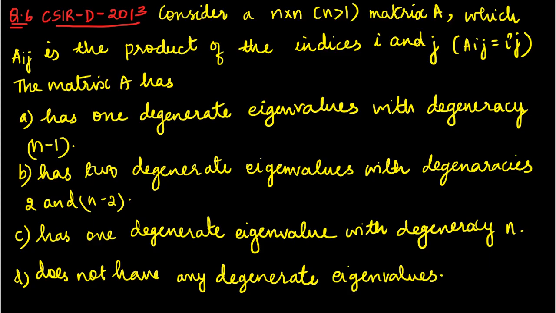So today's question is: consider an n cross n matrix. We do not know what the order of the matrix is, right? Where Aij is the product of the indices ij. So the elements are the product of the indices, and I'll let you know how to write that particular matrix. The option given is that the matrix has one degenerate eigenvalue of some degeneracy. We basically have to find the eigenvalues, then see whether it is degenerate, that is, whether it is generating again and again, and if it is, how many times. That is the degeneracy. So let us see.